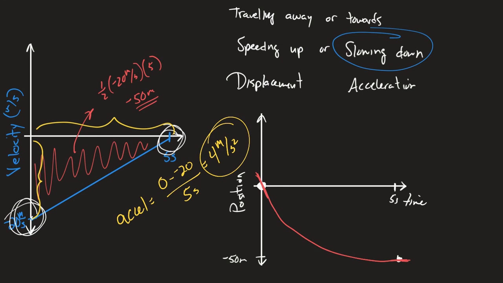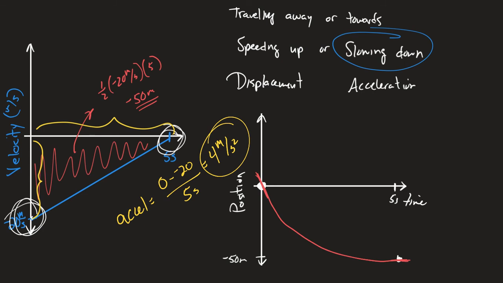Yep. For the position versus time graph, do you care how our arc looks or just that it's arced? I care that it's concave up. If it's concave down, you're wrong. Yep. In this, when you say traveling away or towards, I was confused.